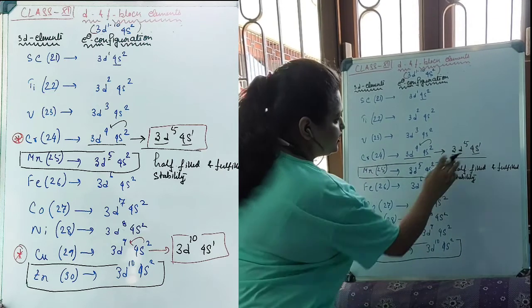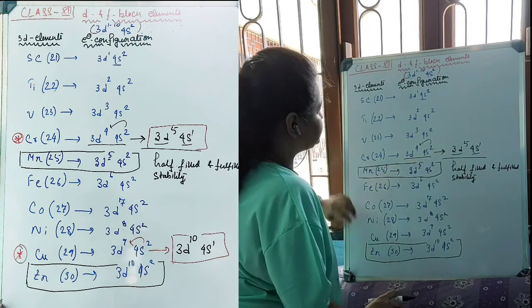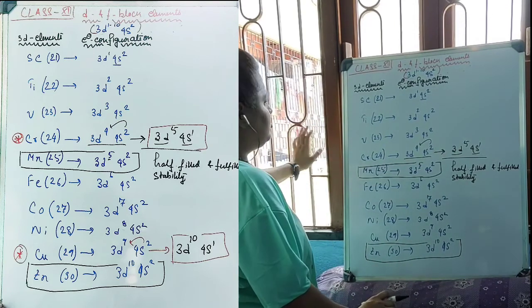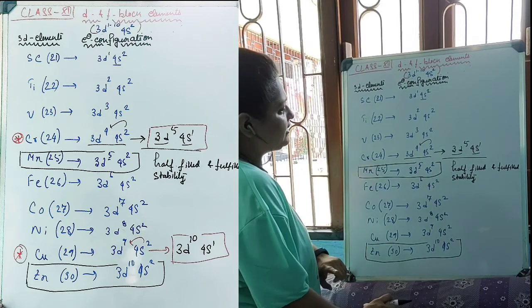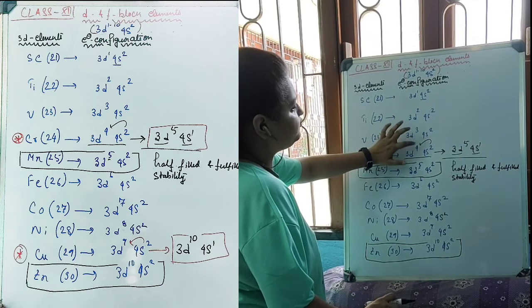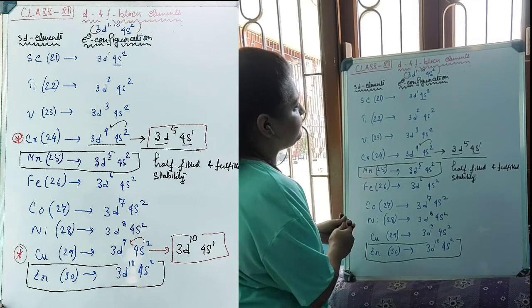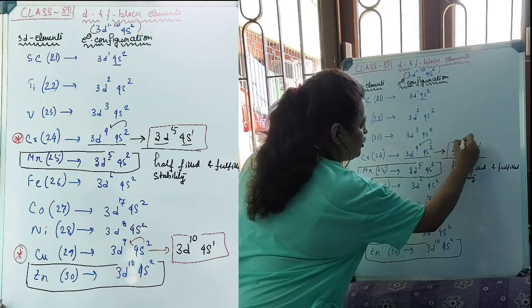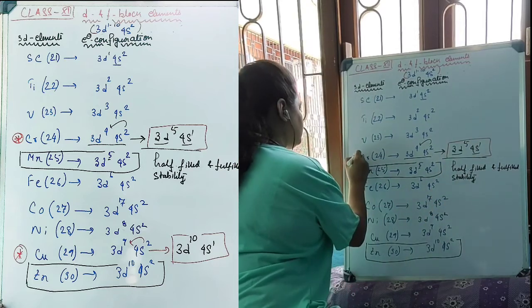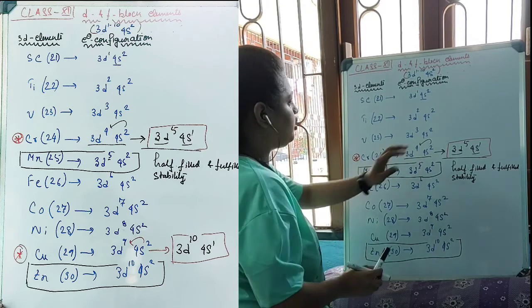3d and 4s orbitals. Now, this is the exception that can be observed for chromium, where the expected electronic configuration from the series was 3d4 4s2, but in reality the electronic configuration is found to be 3d5 4s1. So chromium has an exception in electronic configuration.